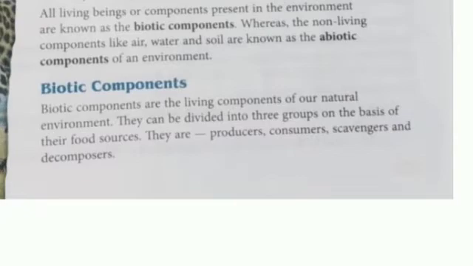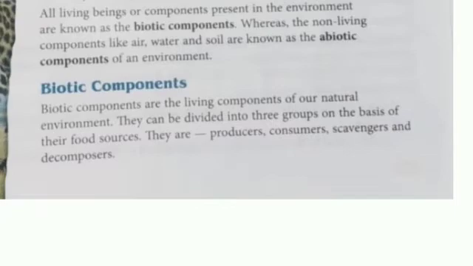First come biotic components. Biotic means life. Biotic components are the living components of our natural environment. In this environment, the animals, the plants, and the human beings are the only biotic components. And this makes a natural component where all other abiotic things are also present. They can be divided into groups on the basis of their food source. They are producer, consumer, scavenger, and decomposer.